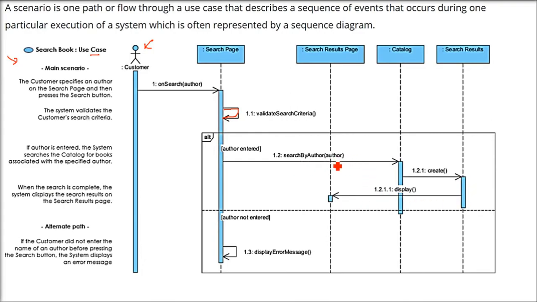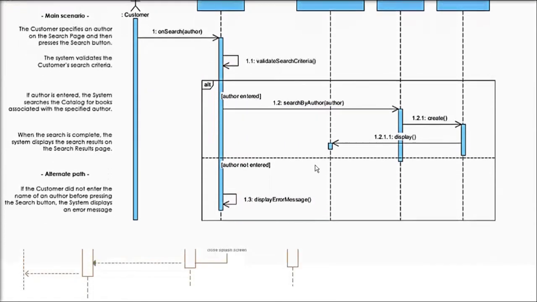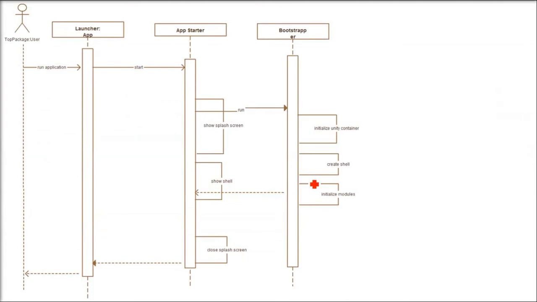But if he has searched using the author, now there is an alternate path. If the user hasn't used the author name, he has not given that Shobha Day name or some Ruskin Bond name, then what will happen? There has to be an alt. That is why we have used a fragment here. If the customer did not enter the name of the author before pressing the search button, the system displays an error message. So here this error message is already in the search page class. This is how it is shown, just to give you an idea how a use case can be converted or shown in a sequence diagram.